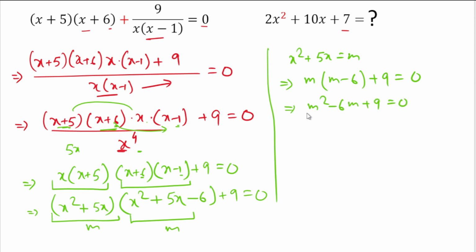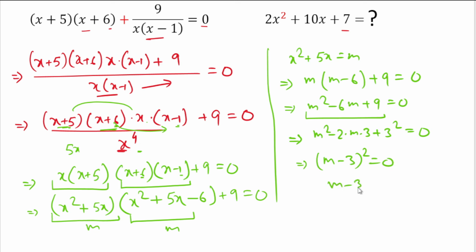Now if you look at it, it is a quadratic equation, and these expressions we can write in the form of m square minus 2 times m times 3 plus 3 square, that is equal to 0. It is in the form of a minus b whole square. Here a is m, so m minus 3 whole square is 0. So we can write m minus 3 is equal to 0. Now the value of m we have calculated here is 3.